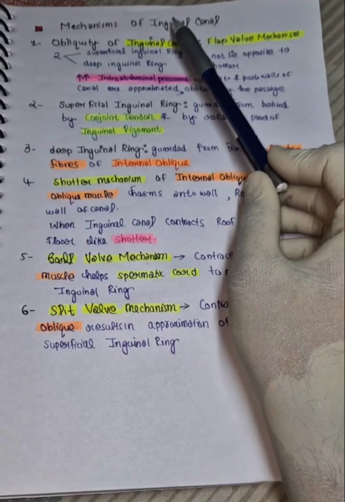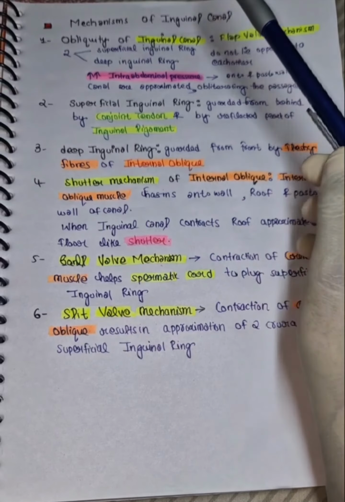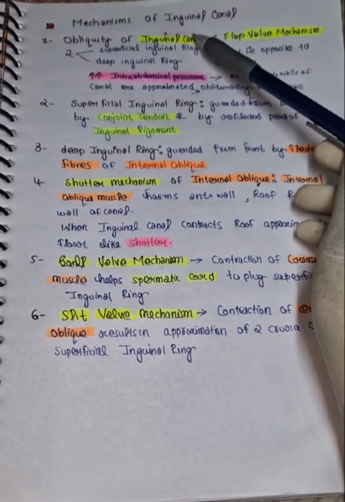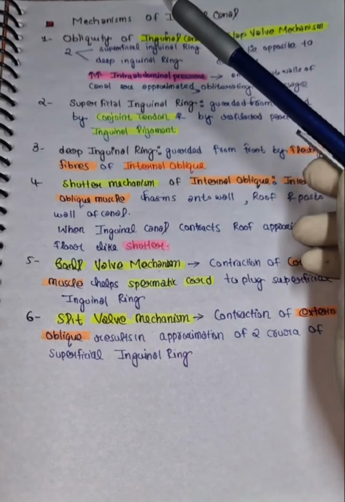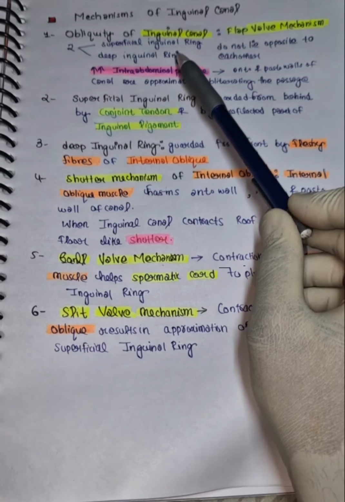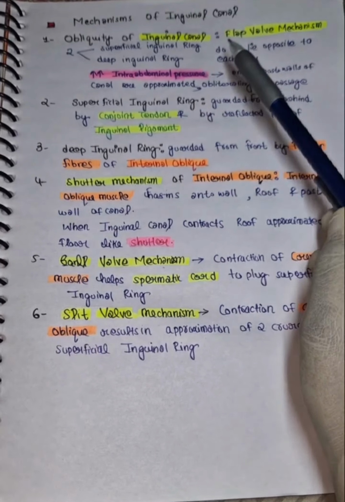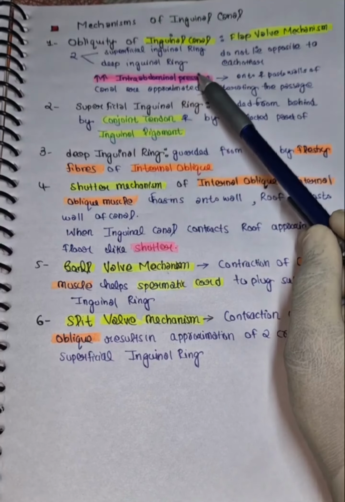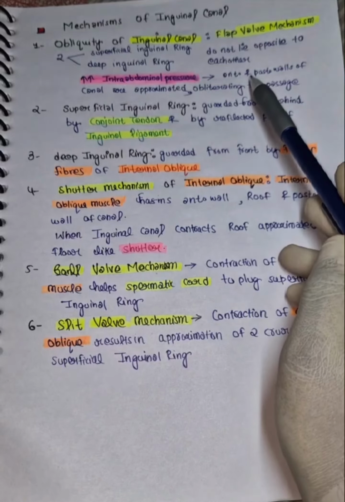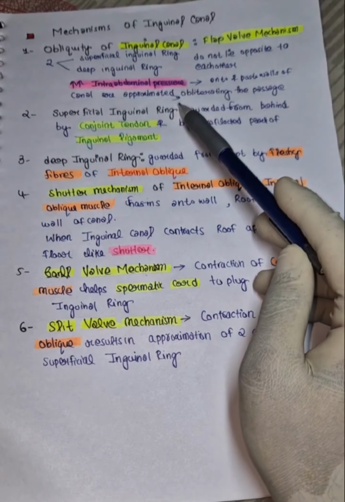In this video we are going to discuss the mechanisms of the inguinal canal. The first mechanism is the flap valve mechanism. It is due to the obliquity of the inguinal canal. The two rings, the superficial inguinal ring and the deep inguinal ring, do not lie opposite to each other. So whenever there is a rise in intra-abdominal pressure, the anterior and posterior walls of the canal are approximated, obliterating the passage.